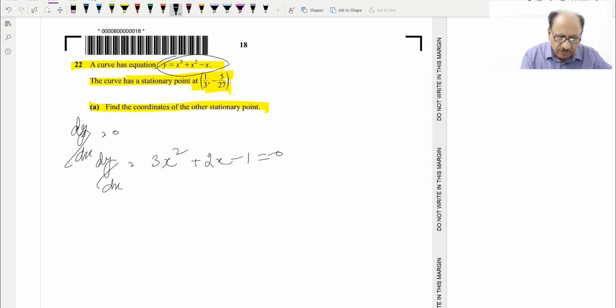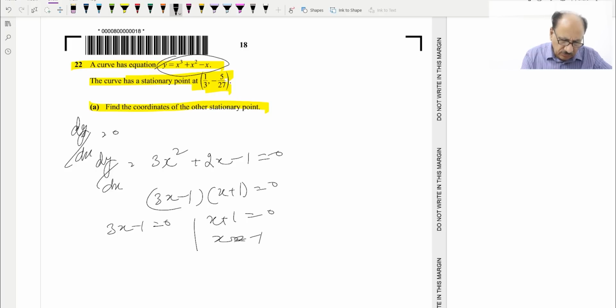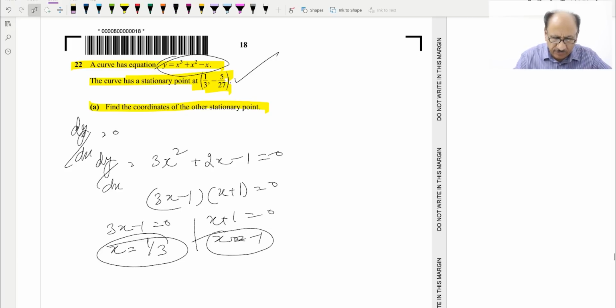So this is a quadratic equation which we can factorize. So (3x minus 1)(x plus 1) is equal to 0. Factorization, hopefully you understood. If you don't know factorization, then you will have to revise factorization first. So we can write 3x minus 1 is equal to 0, and x plus 1 is equal to 0. So x is equal to minus 1, and x is equal to 1 by 3. 1 by 3 we already have in this point, so we already have that point. For minus 1 we need to find it.